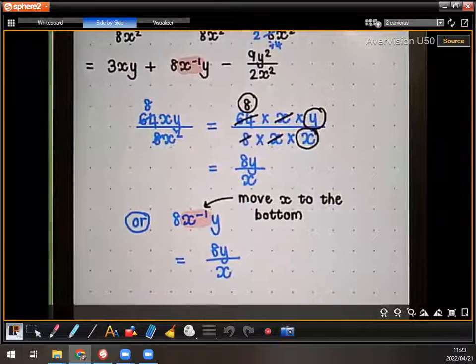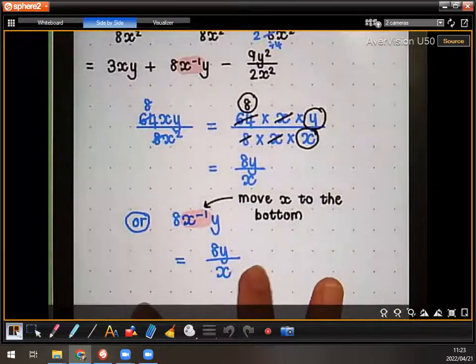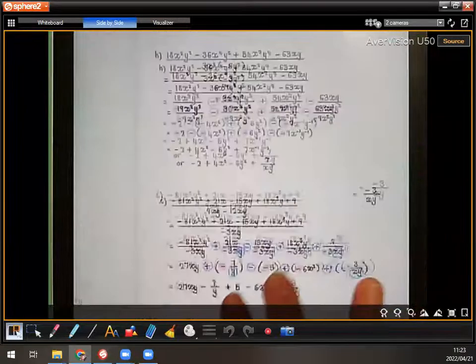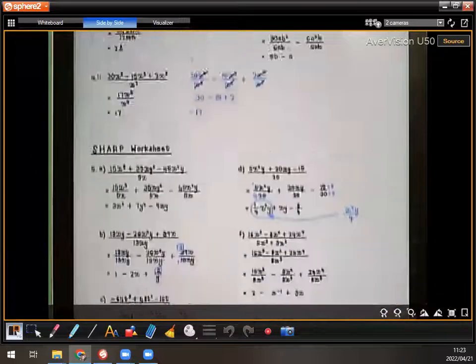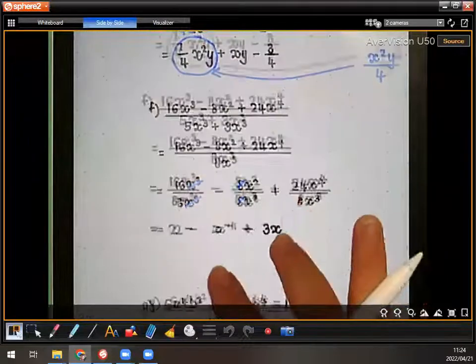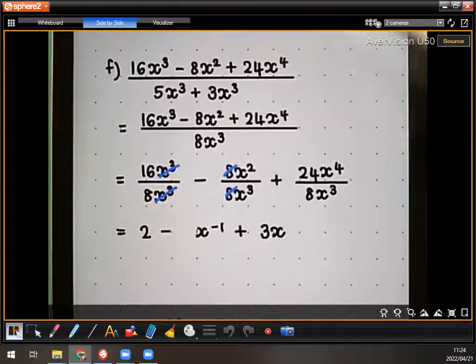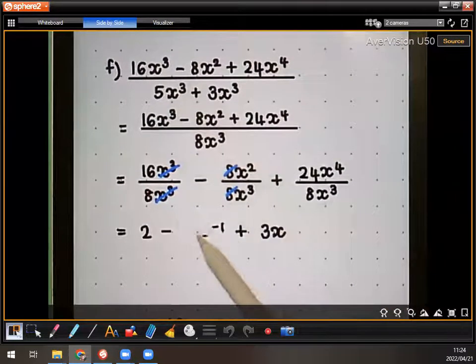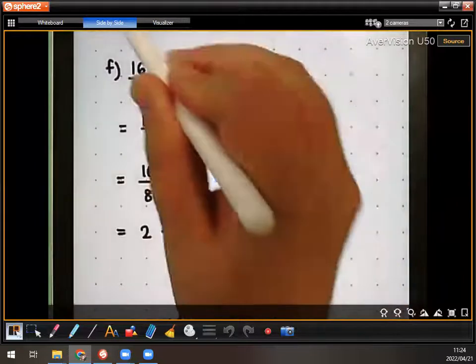Any questions? And guys, our time is running out. I don't think we have time for another example. Maybe let me just see where else did we have a negative exponent in the answer. For f, can we go back to f quickly? This is also from the sharp worksheet.